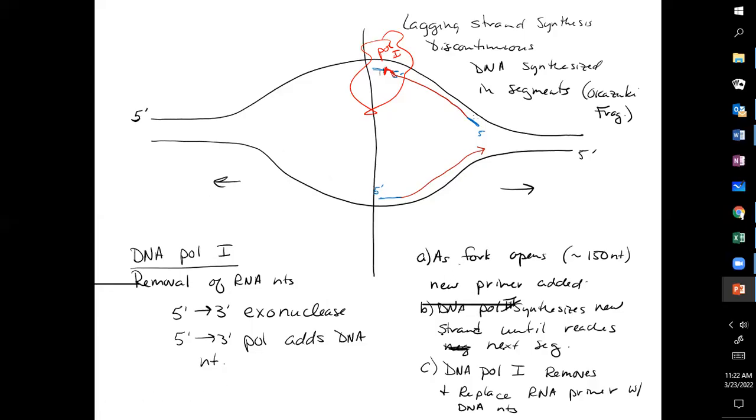So the primer adds in stuff. Polymerase 3 does the major synthesis. DNA polymerase 1 removes and replaces the primer. And the last enzyme that comes into play for lagging strand synthesis is DNA ligase.